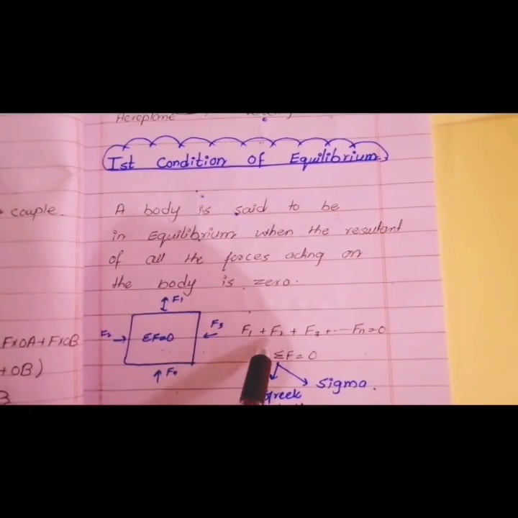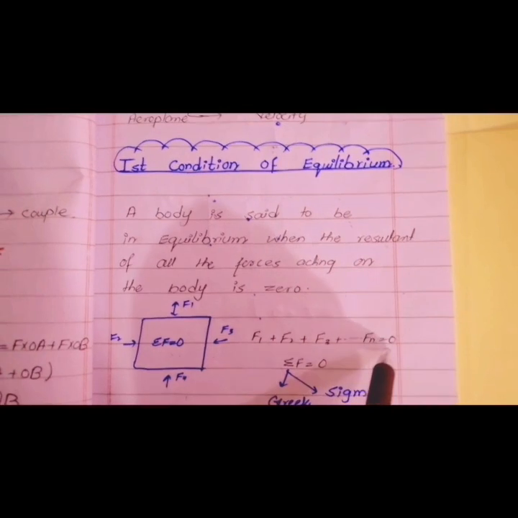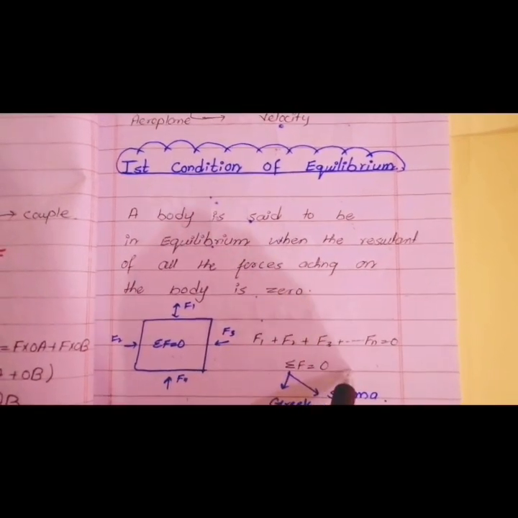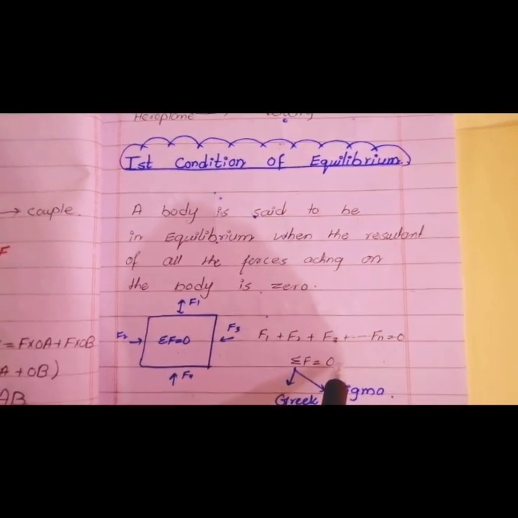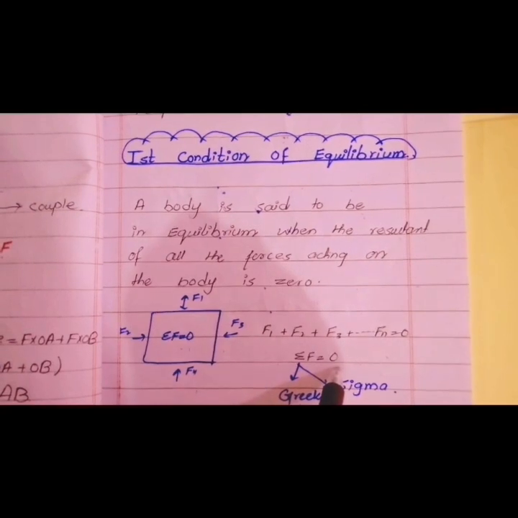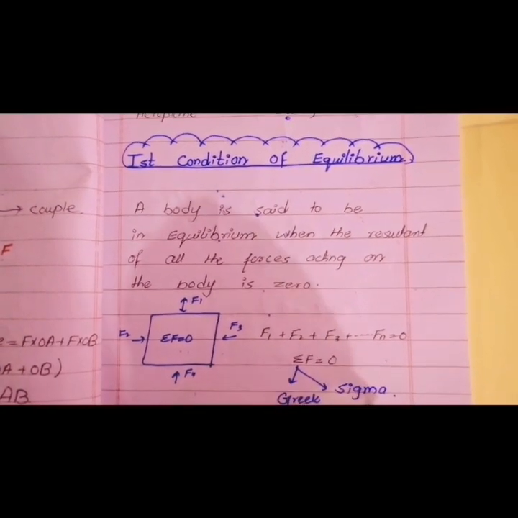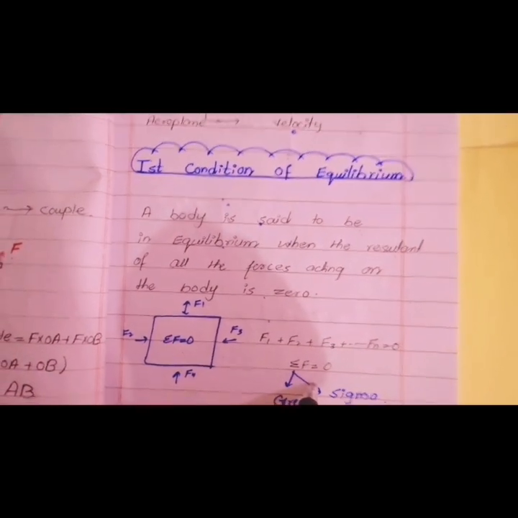So if 1, 2, 3 and more forces are acting on a body, and if we take the resultant of all the forces, and if the resultant of all the forces is equal to 0, this is called the first condition of equilibrium. This is the Greek letter sigma, which is used for addition or summation.